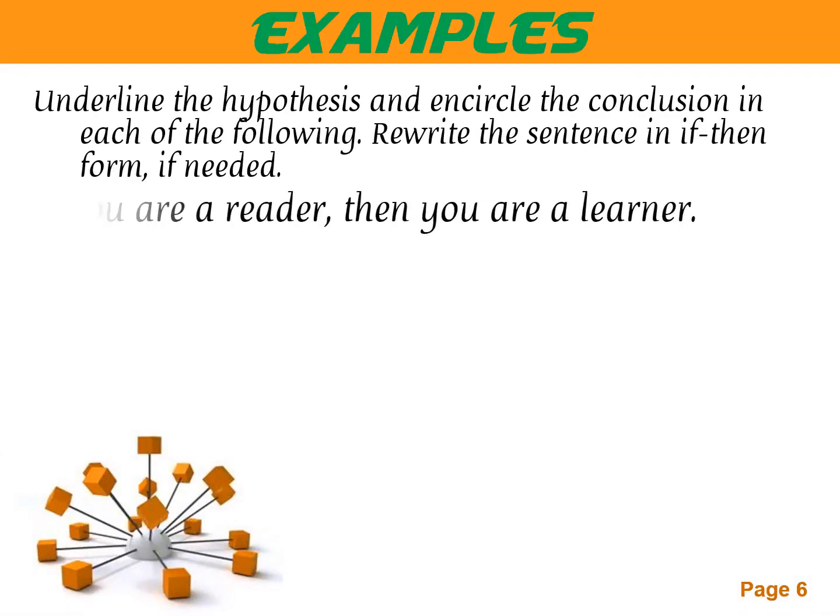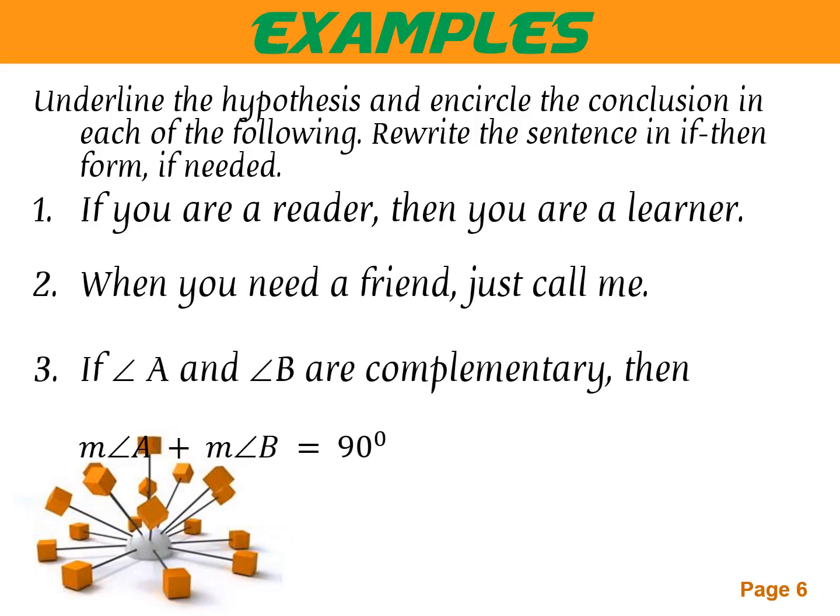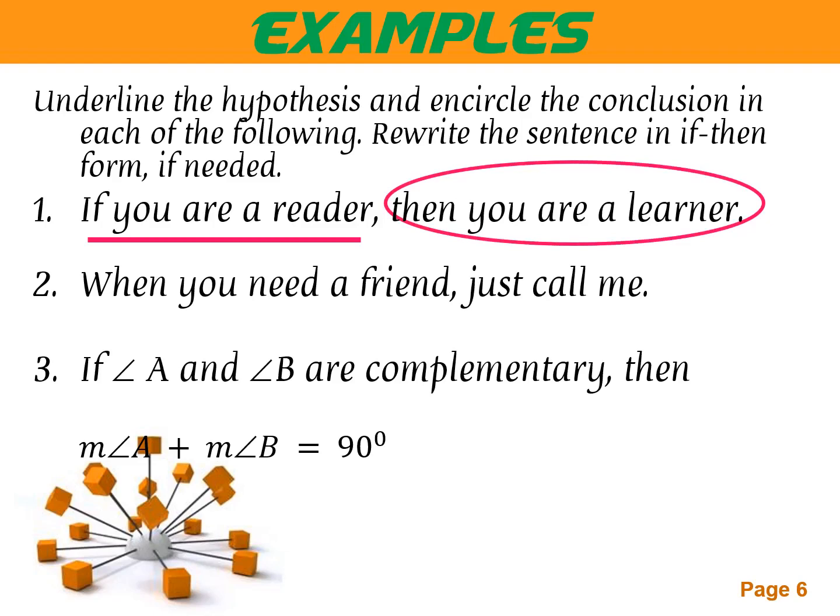Okay, so let's have this example. Underline the hypothesis and encircle the conclusion in each of the following. Rewrite the sentence in if and then form if needed. So for this one, you have number one, if you are a reader, then you are a learner. This one is already in an if and then. So your hypothesis is underlined, if you are a reader, and your conclusion will be then you are a learner.